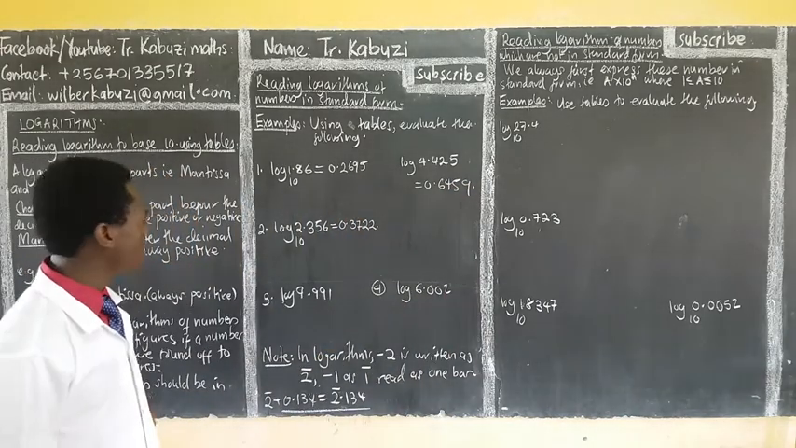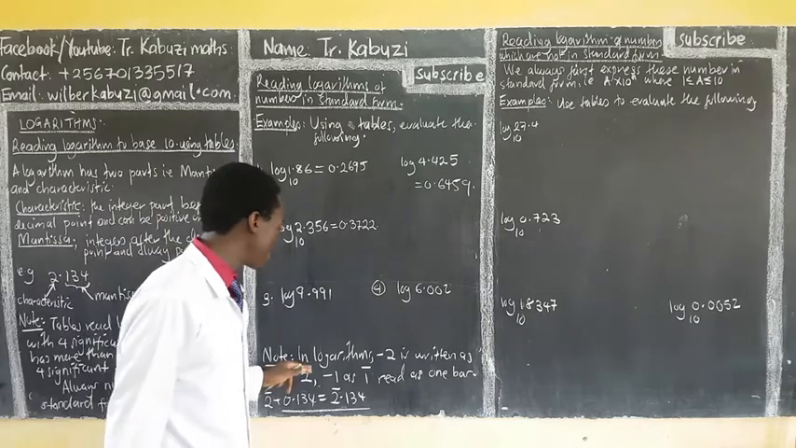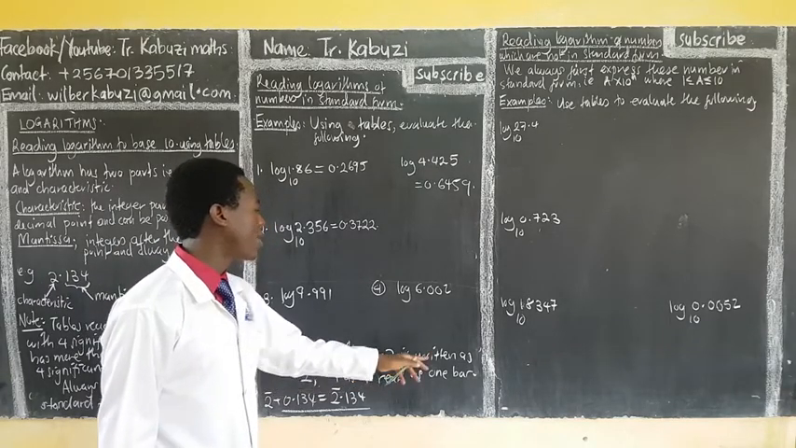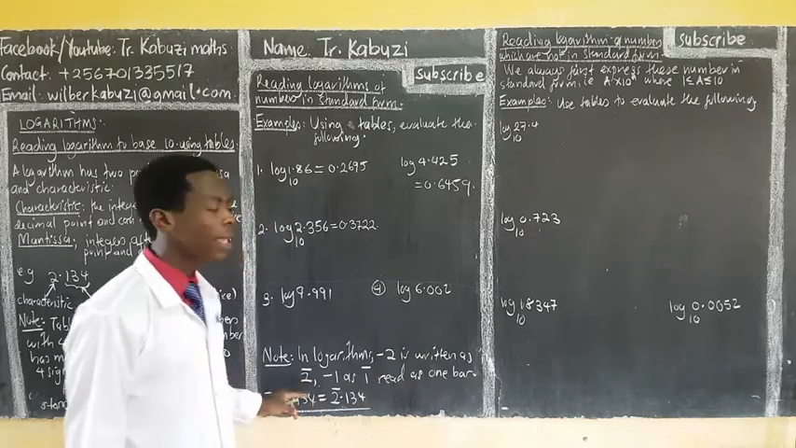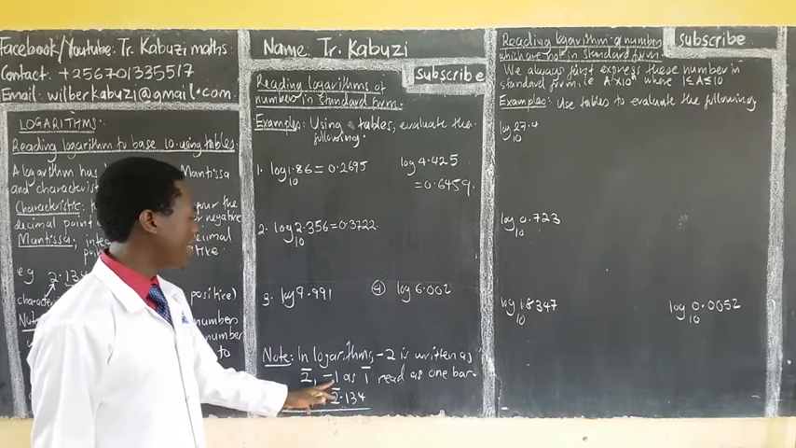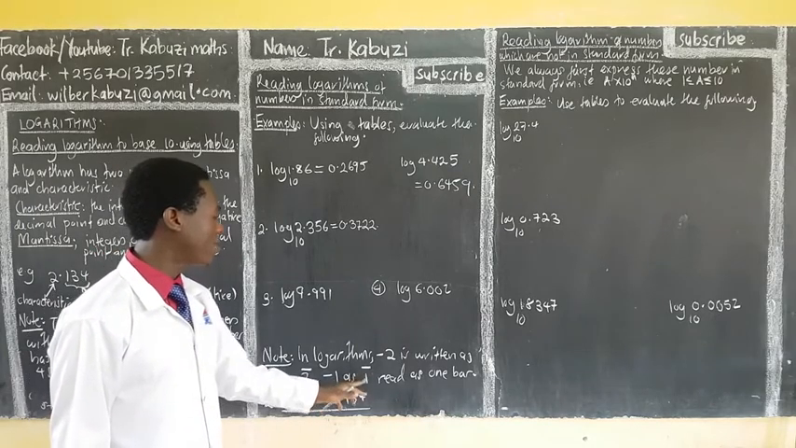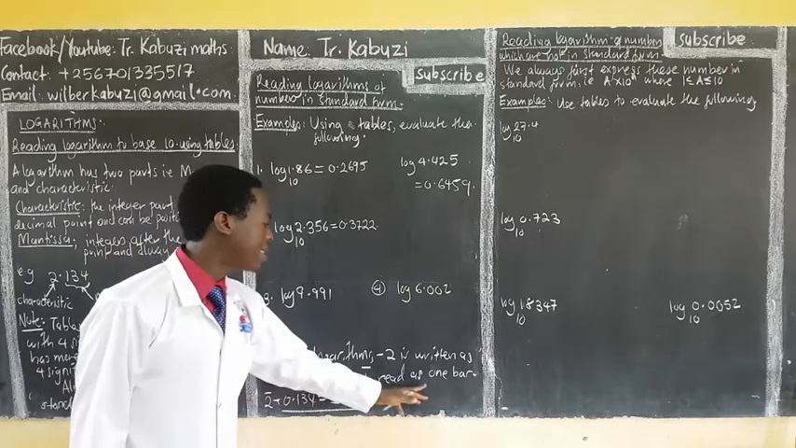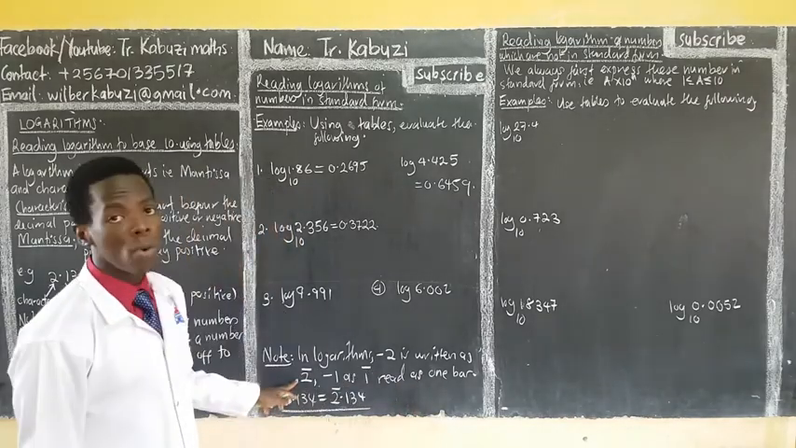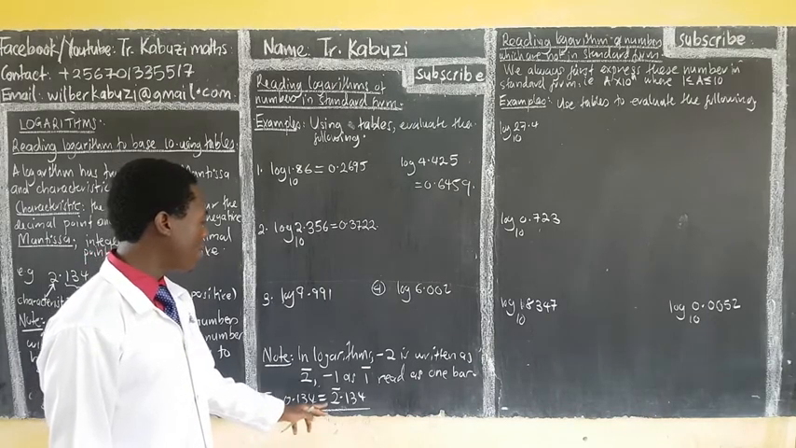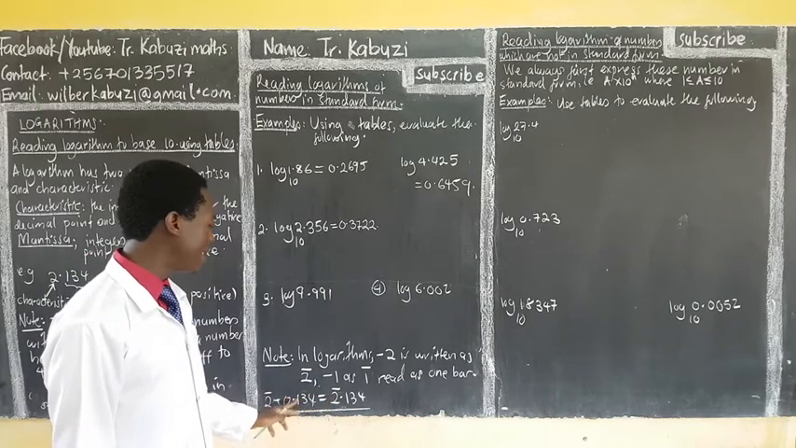When you go to these ones, we first read this note. In logarithms, negative 2 is written as 2 bar. So this is 2 bar. This negative is put up there, as you see. Then negative 1 is 1 bar. So this negative is always put above the digit, read as 1 bar, and this one is 2 bar. So if we are adding 2 bar plus anything, we get 2 bar plus this something.